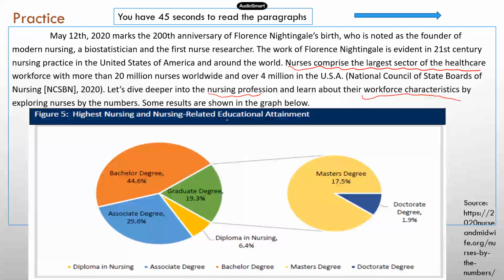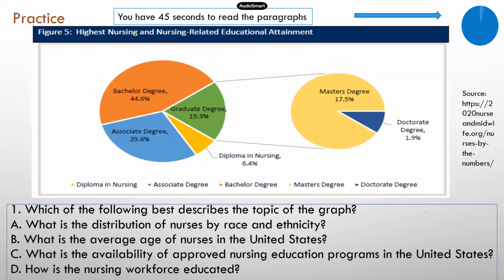So again, read the caption of the figure. Highest in nursing and nursing-related educational attainment. And then when you read the pie chart, you see there are a few categories. Bachelor degree, so that means all the nurses with a bachelor degree, associate degree, graduate degree, diploma in nursing. And then there is a sub pie chart for just the graduate degree, right? So that includes two categories, master's degree and doctorate degree. Now let's look at the first question.